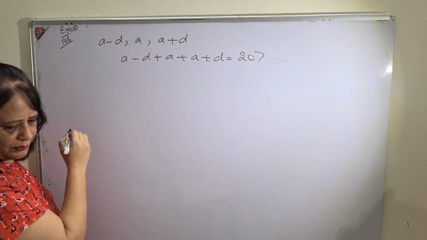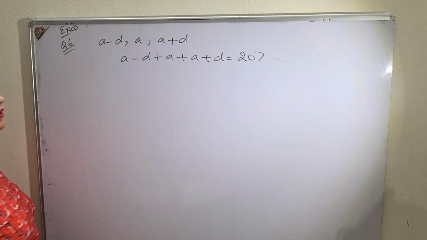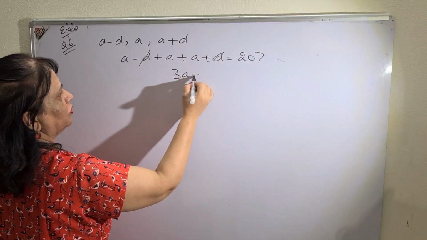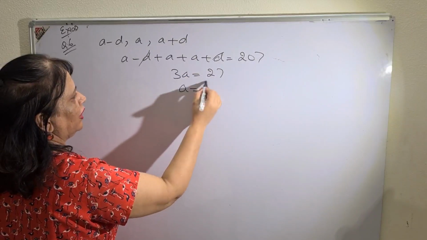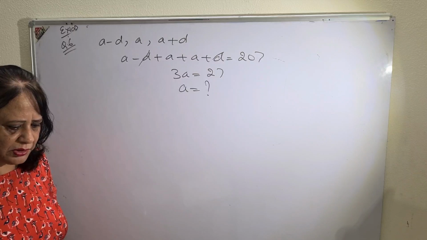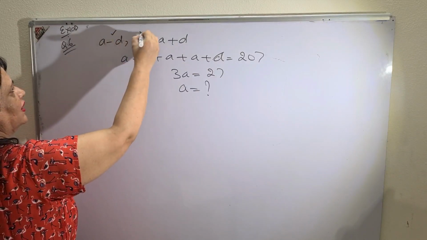So this is question number 6. This will be 207: minus d plus d cancels, and 3a is equal to 207. You can take out the value of a from here. Then the second condition, product of the two smaller parts. So you understood that first and second are the smaller parts.